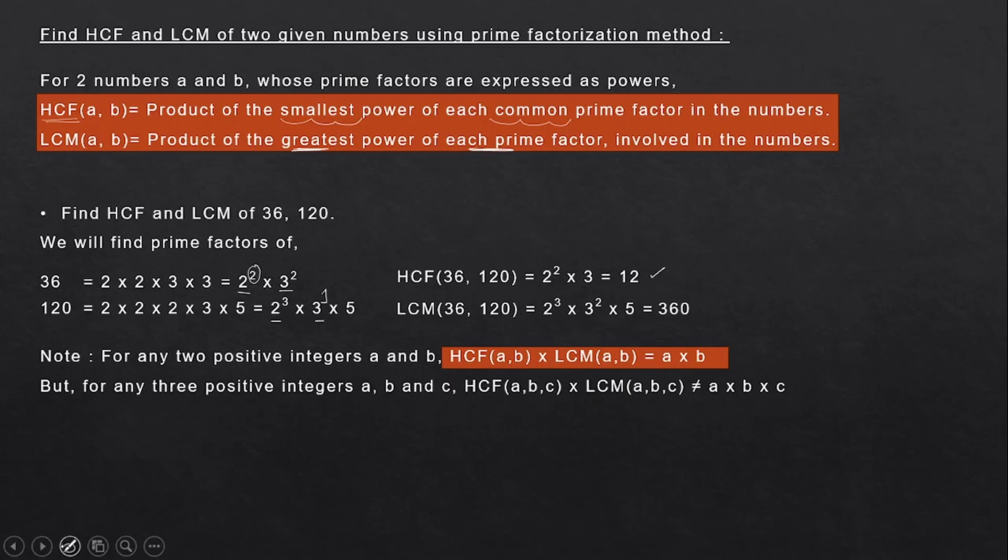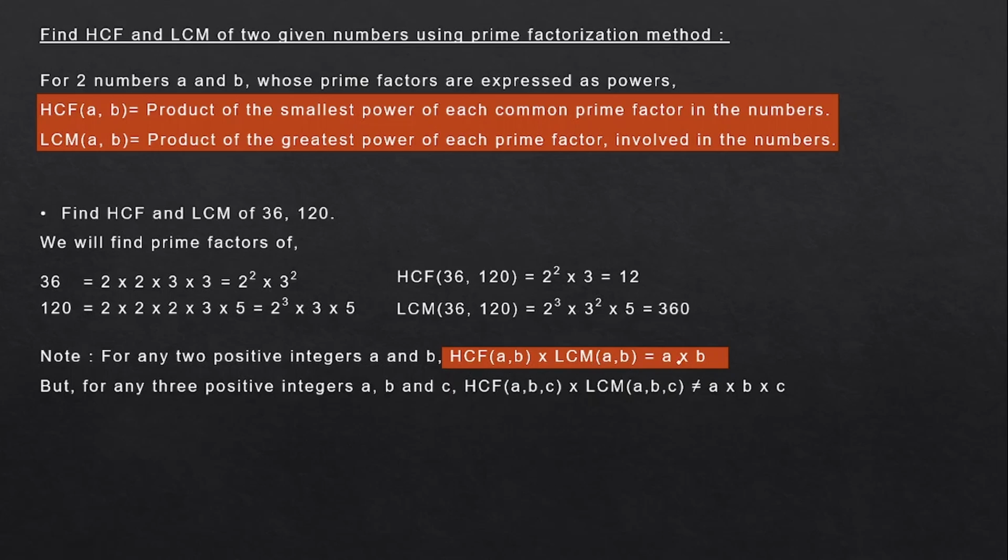Now, we move on to the LCM. The LCM says we have to find the product of the greatest power of each prime factor. So first we pick up all the prime factors which are visible. So we have 2, we have 3, and we have 5. So we take all the prime factors and their higher power. For power of 2, the higher power is 3. For power of 3, the higher power is 2, and the higher power of 5 is 1. So 2 cube into 3 square into 5. 360 is the LCM.